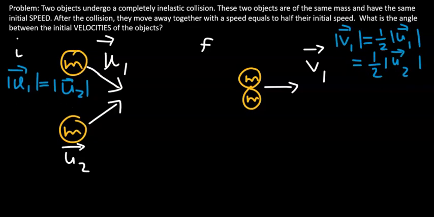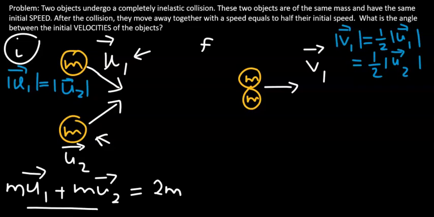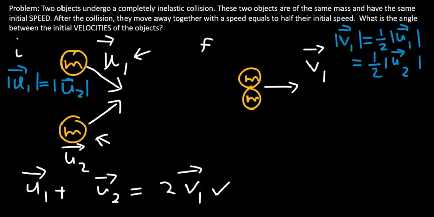Now let's apply conservation of linear momentum to the system. The initial linear momentum of the system in this state is m u1, that is the linear momentum of that m, plus the momentum of this m, which is m times the vector u2. This must be the same as the linear momentum of the system after the collision. After the collision, they move together, so the mass is 2m and the velocity is v1. Now you see m cancels, and you get this expression.